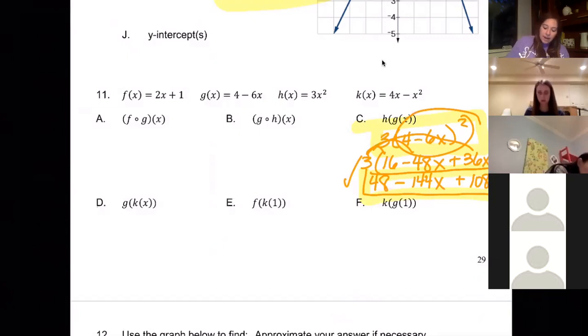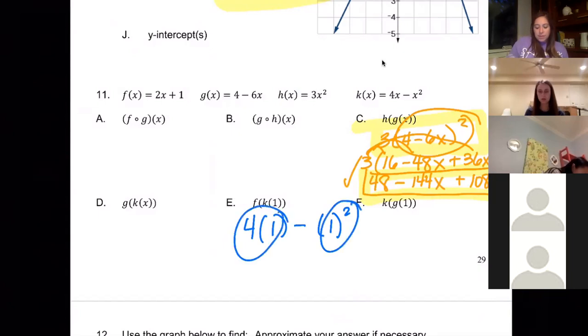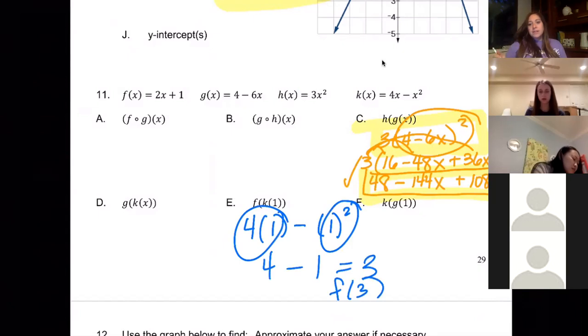So I would write it like 4, parenthesis 1, minus, parenthesis 1 squared. So the minus sign is outside of the parenthesis. Okay. So then I would evaluate both of these, and that would give me 3. And then I would find whatever f of 3 was. But unless this number right here is a negative number, you're not putting the negative sign in the parentheses.